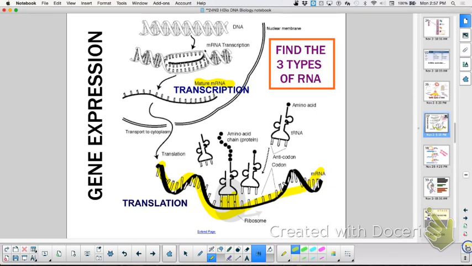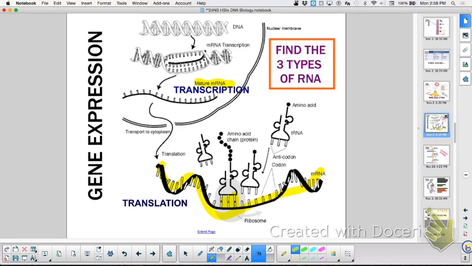Yes? Why do we cut out the introns before it leaves the nucleus? Why can't it leave with the introns? If the introns are in, it's not coding for the right protein that we want, because one sequence of bases on the DNA can code for several different proteins, depending on how you cut and splice it. Oh, so you're just cutting to find the right protein? Yeah, it's very specific to each protein.